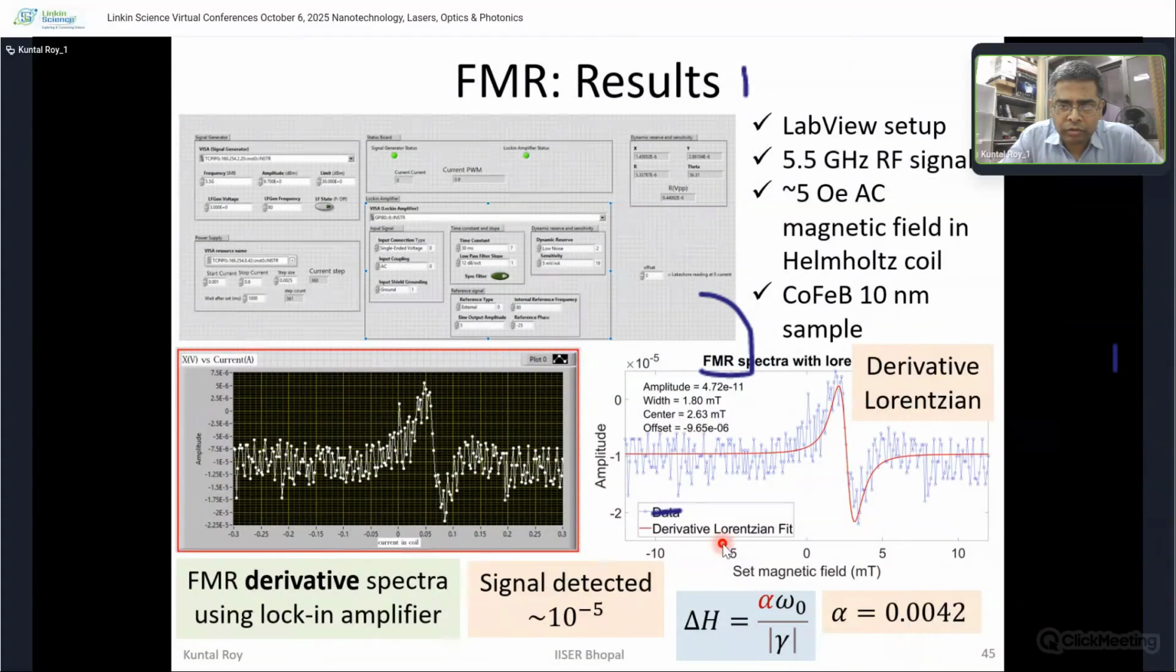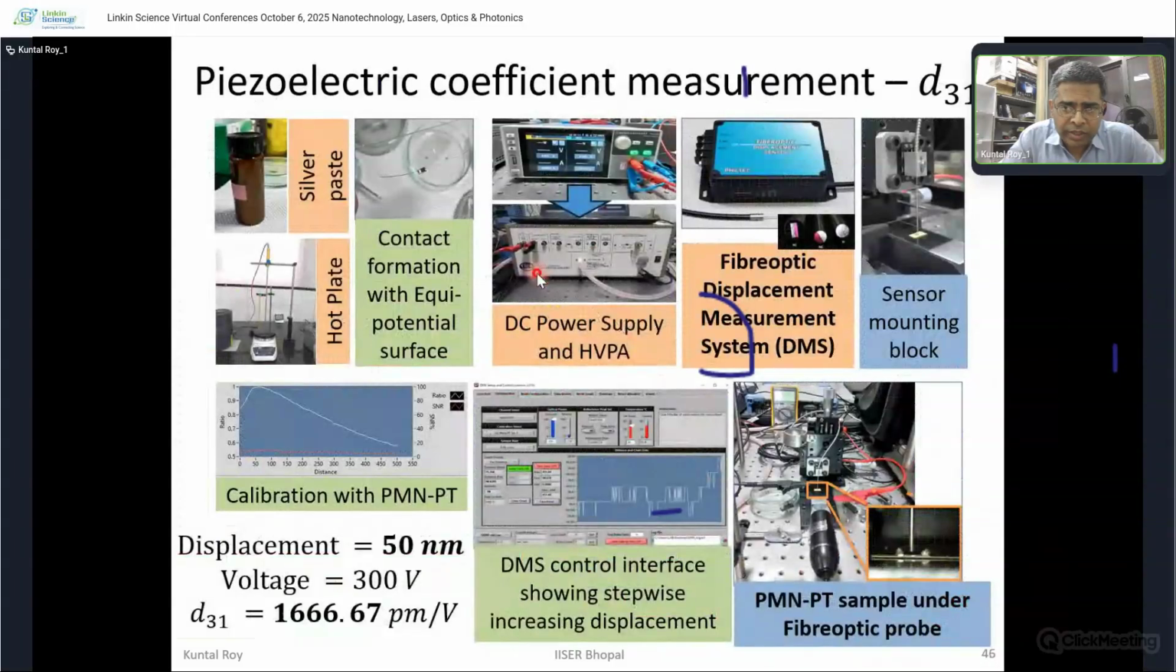Then we have worked on some nanoscale displacement measurement. So here we have worked on the D31 coefficient. It means that in one direction, say the X direction, you are putting an electric field, and in the third direction, the Z direction, the vertical direction, you are measuring the displacement. We have used fiber optic sensors for this. So this is the complete setup here.